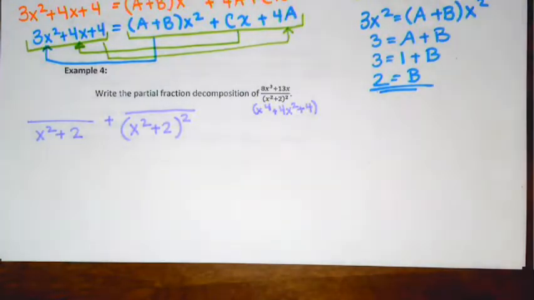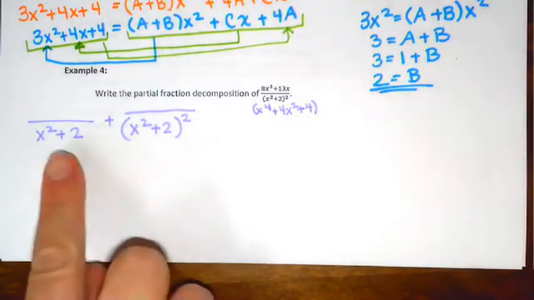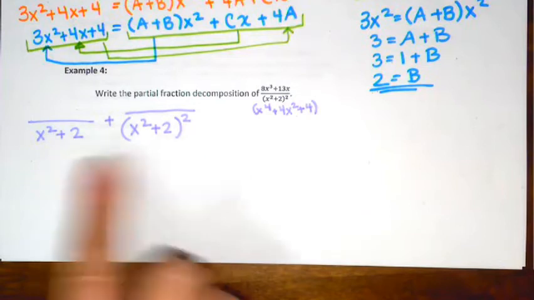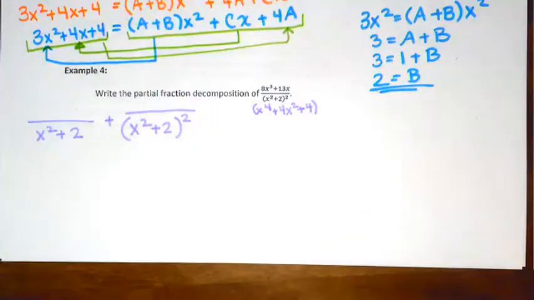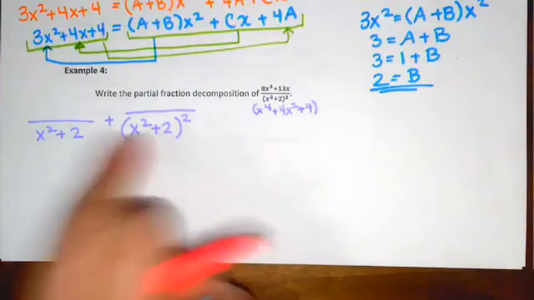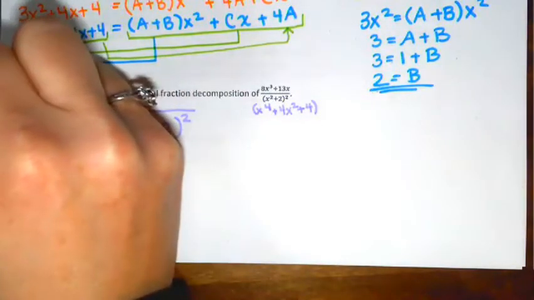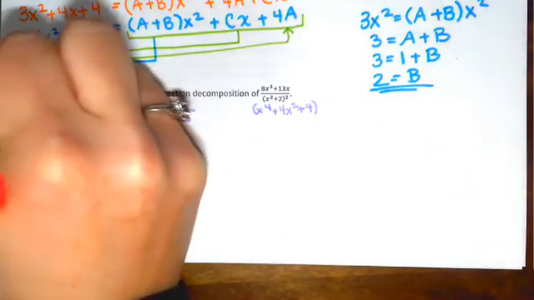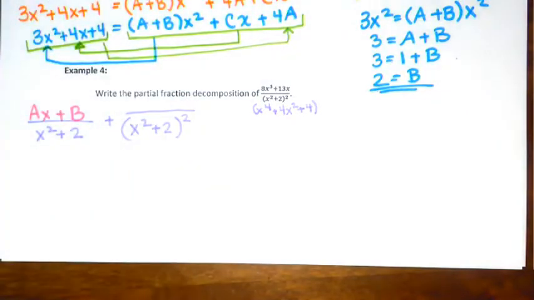Now, our denominators are quadratic. So what will my numerators be? bx plus c. Right, so it would be our linear, right? And we need different letters. So I'm going to always start with a. So I'm going to have ax plus b. And you can use any letters. It really doesn't matter. I just tend to go in order.